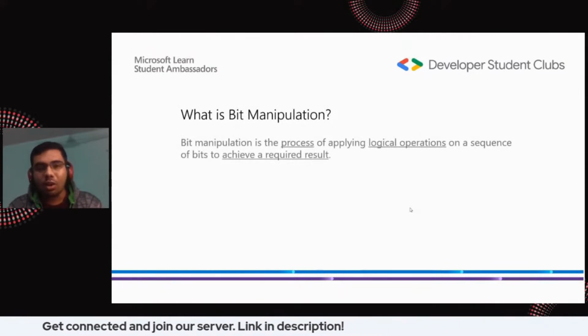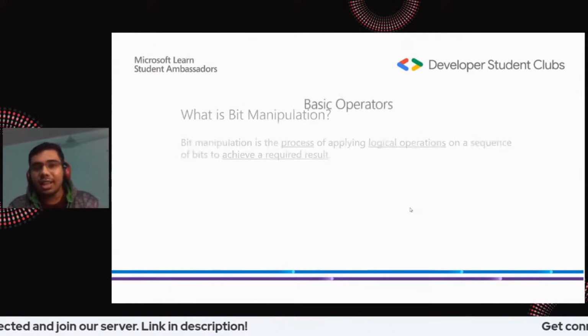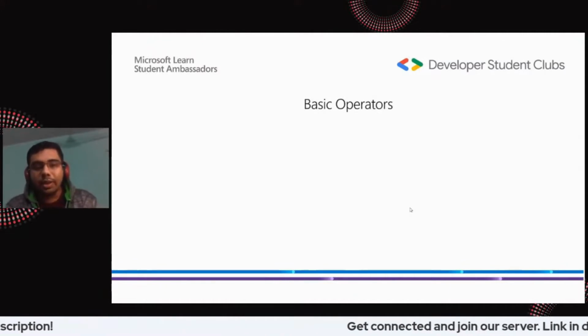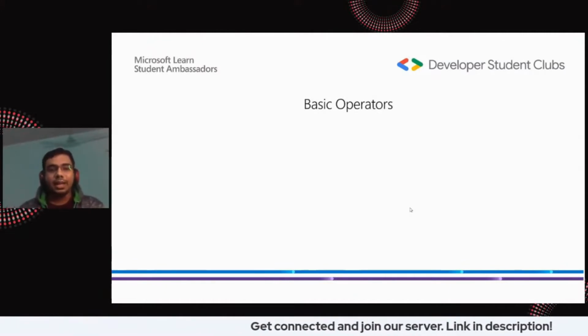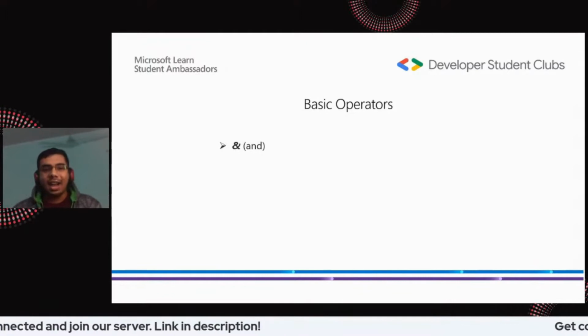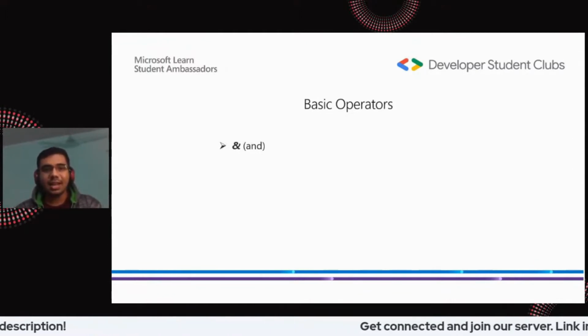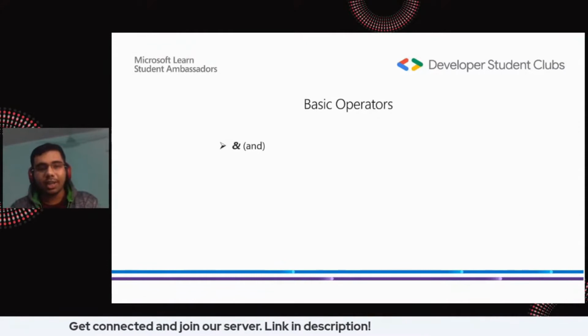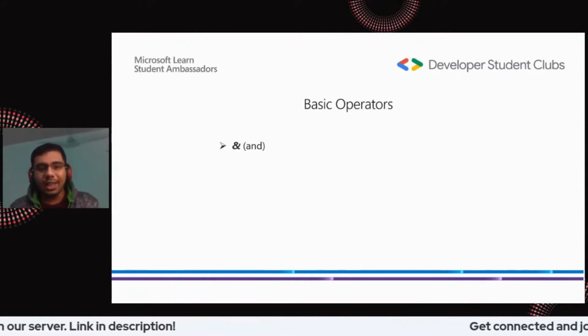Moving on, we learned that it uses some logical operations. So obviously when operations are done, there is some requirement of operators. There are some basic operators that we use in bit manipulation. The first one is AND. How does AND work here? By AND, I always mean the bitwise AND. Bitwise AND gives us a true result if both the inputs given to it are true. This is a binary operator, and it works in that manner.